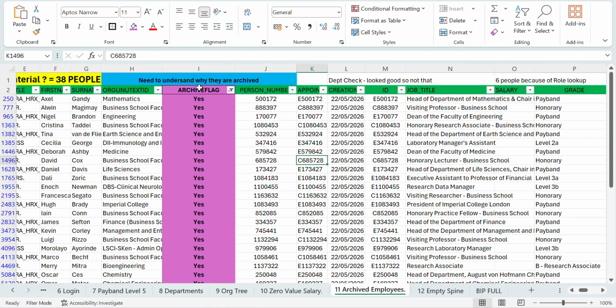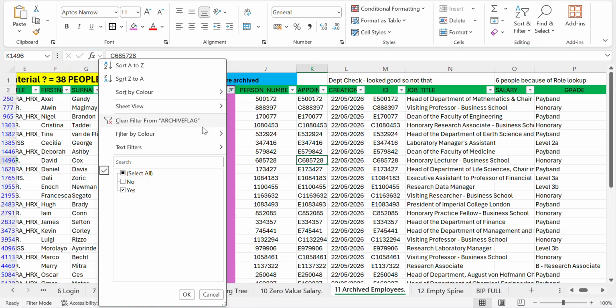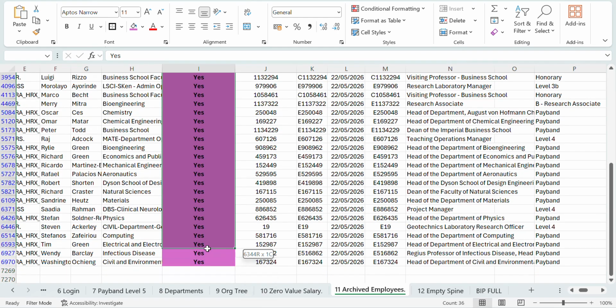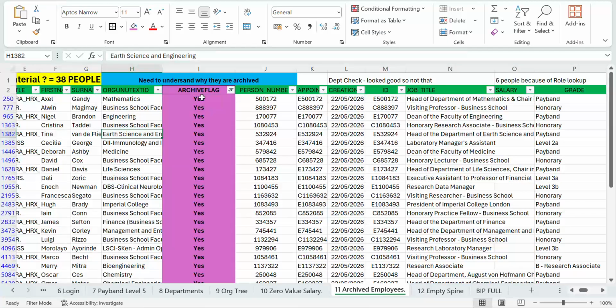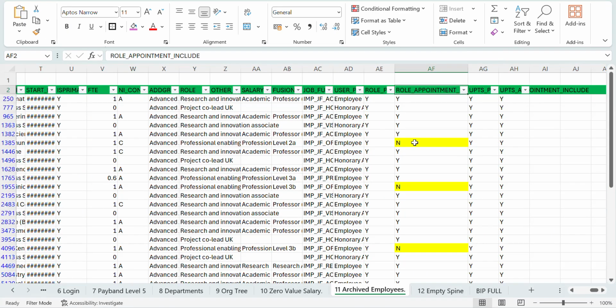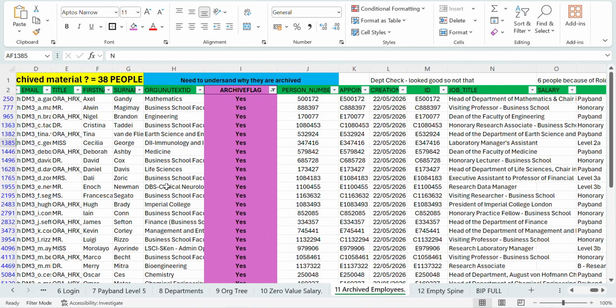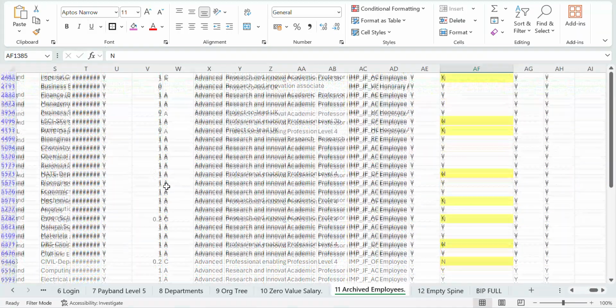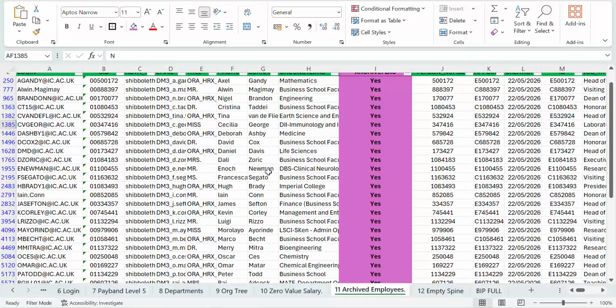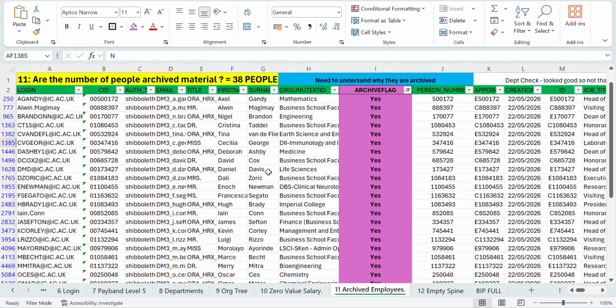So if we go to the archive flag column for the BIP report and just look at it from a yes perspective, and then see how many we've got, and you see, yeah, there are indeed 38 odd. Is that material? Now we need to understand more why is that, and some of it is because the role appointment is no for some of these, but we need to think about some other reasons as well. So I think that takes account of about 6 odd. So then there's about 32, 33 odd that we also need to think about as to why.